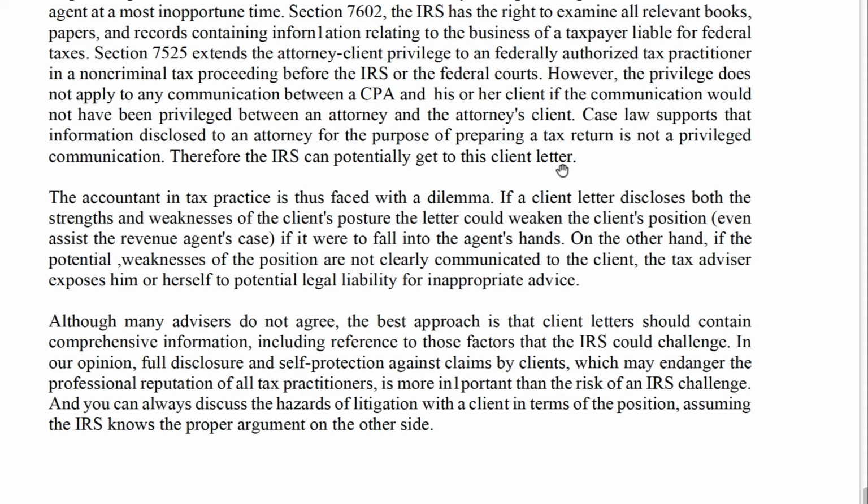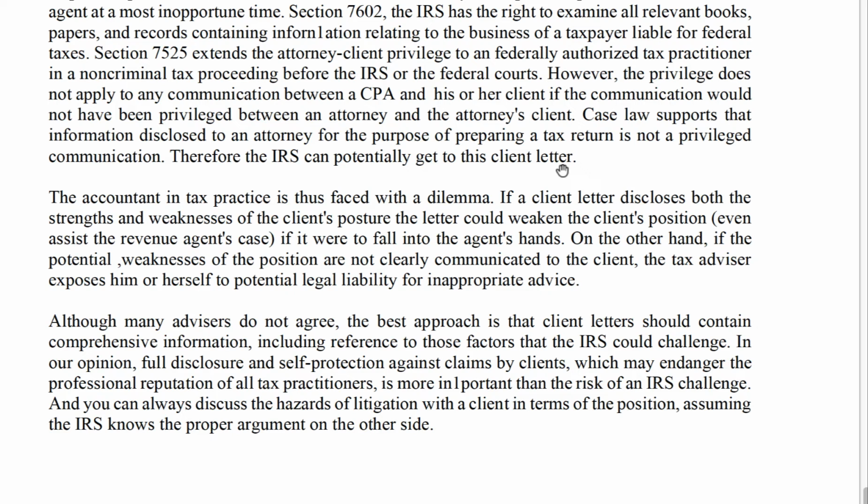And again, you can still restrict certain things by saying, okay, here's what the IRS could potentially argue on this side. Make it very, very broad, not too in-depth about every little argument, or at least talk about the material arguments, and you could say the rest can be discussed in person or over the phone, and that would then protect that element from the IRS getting that information. Okay, so that's really all I have for information about the client letters.